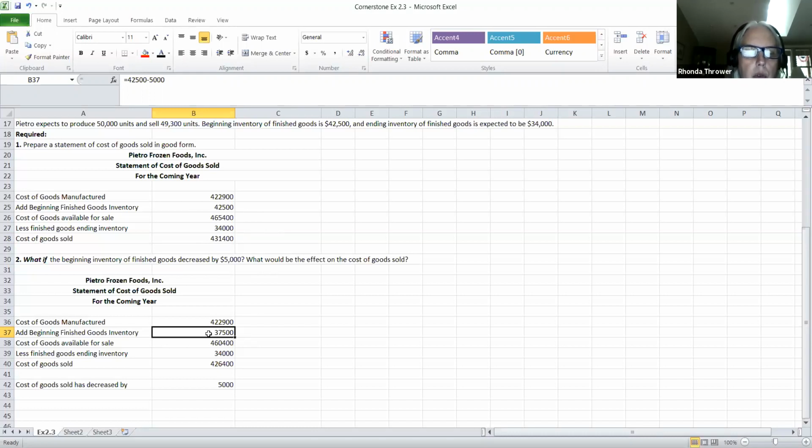And then the steps are the same. Your cost of goods manufactured, which comes from the statement of cost of goods manufactured, plus your beginning finished goods inventory, tells you how much you have available for sale. Then you're going to subtract out your finished goods ending inventory, and that will tell you the cost of goods sold. You can see that the cost of goods sold has decreased from what it was earlier.